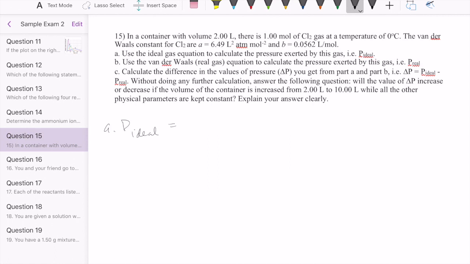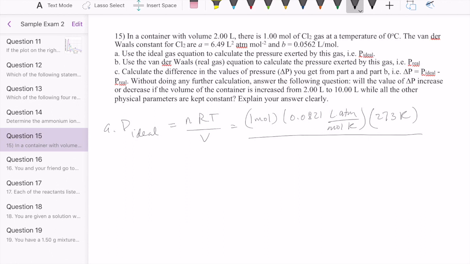So just to use the ideal gas equation, which is PV equals nRT, or if you rearrange it for pressure, it will give you that. And you just plug in the numbers that they give you. So 1 mole, and then the gas constant, temperature at 0 Celsius, which is 273 Kelvin, and then 2 liters. And so that gives us 11.21 atmosphere.